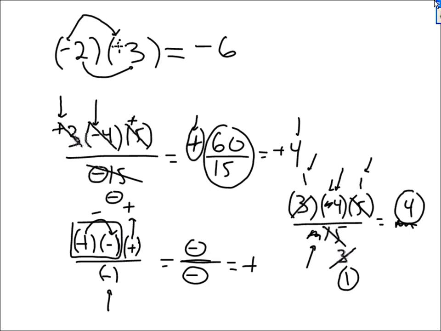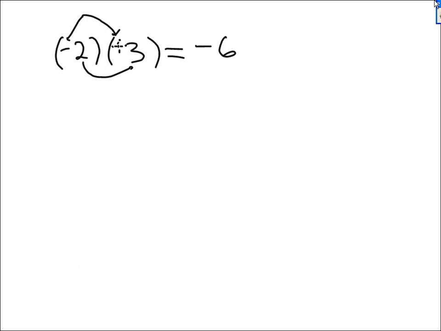That's why I wrote 4 down. Positive 4. Do the signs separately. Do not do the signs and the numbers at once. I cannot stress that enough.